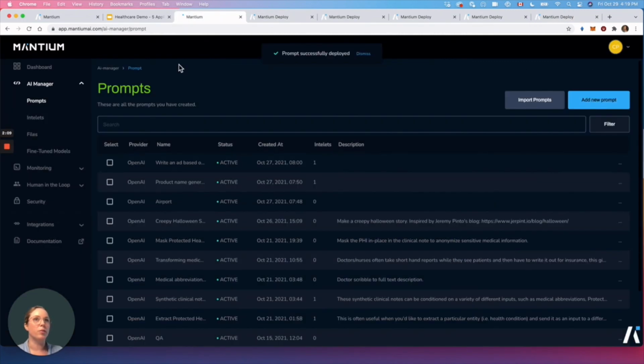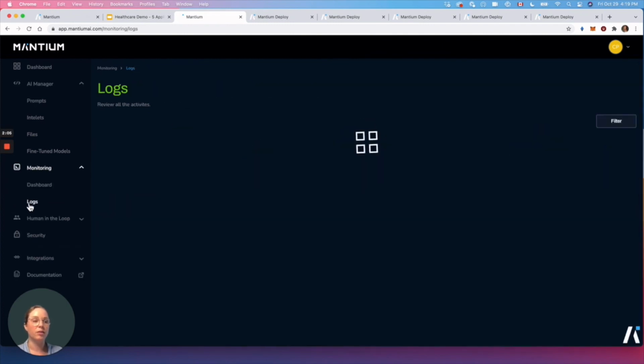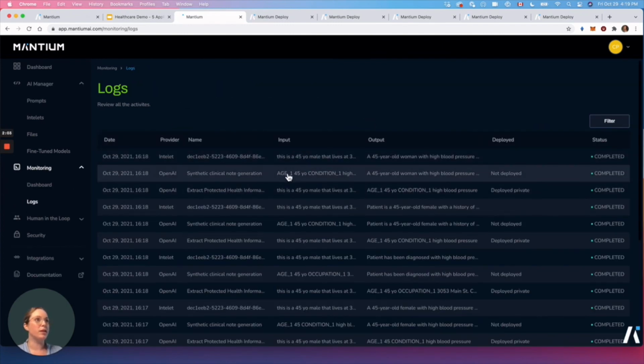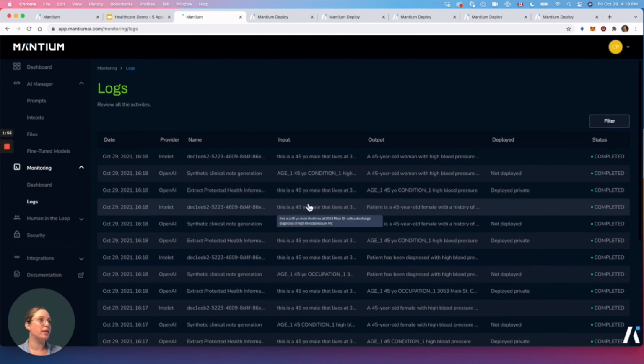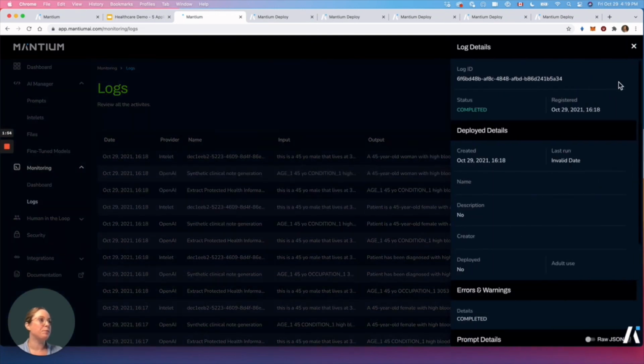And to quickly show you what the logs look like, here we go, it's in monitoring, and I look at the logs, and so here we see all the logs that we were hitting. I'm able to see everything in this very nice view.